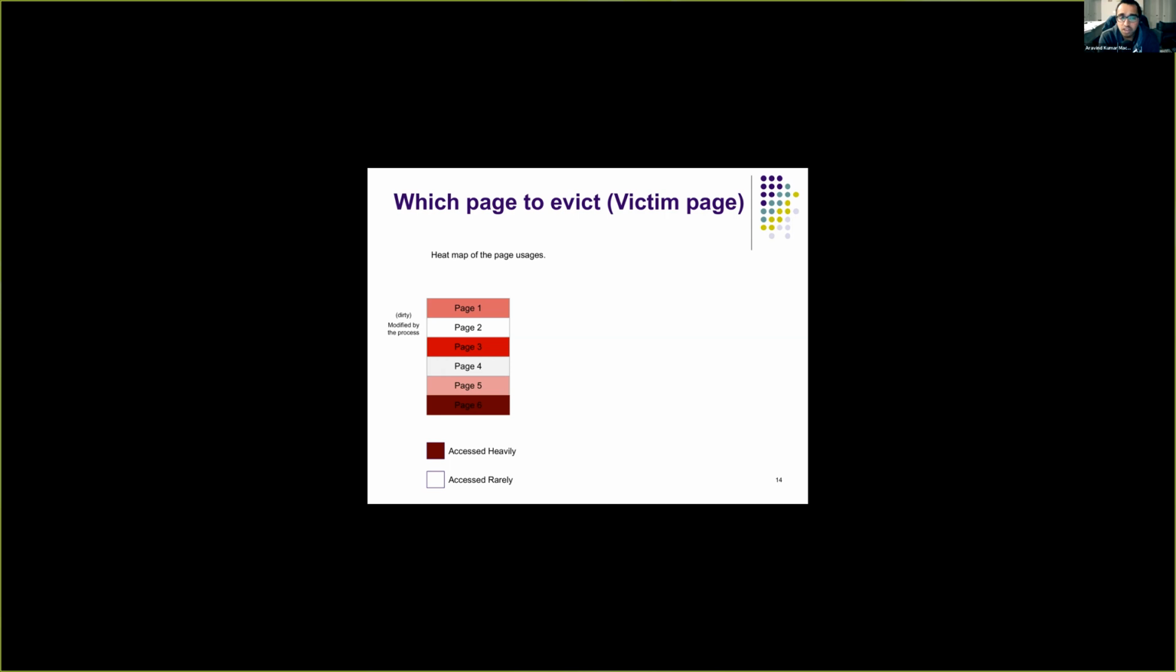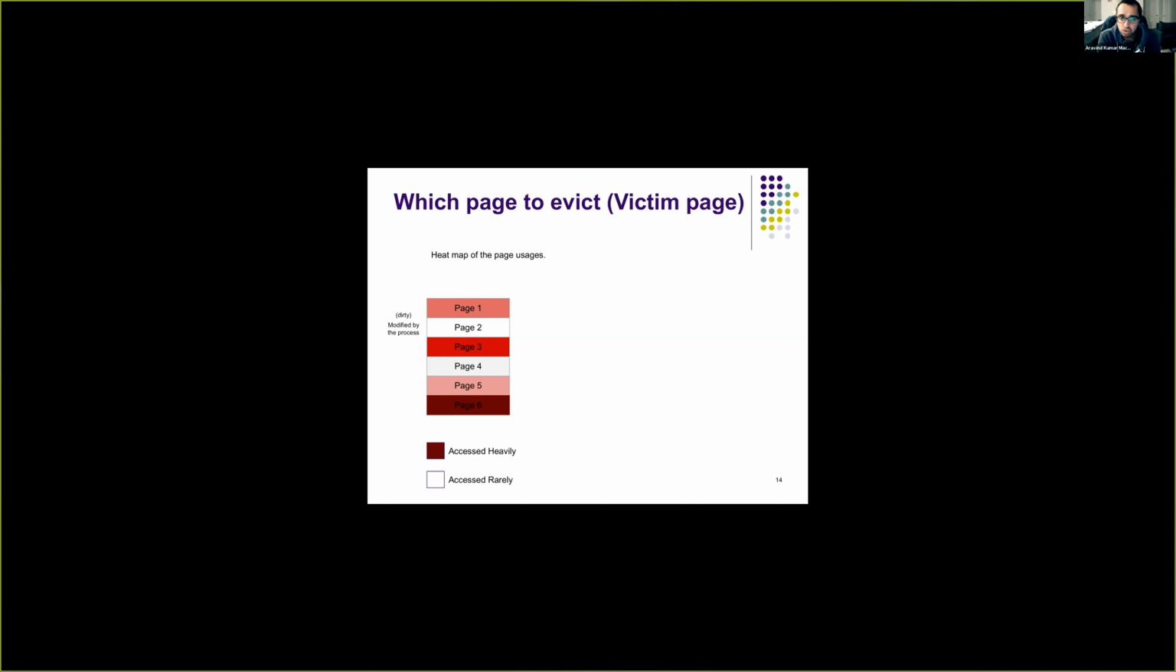So there are two obvious choices, right? Either page 2 or page 4. Note that page 2 is actually modified by the process. That means the process has written something into page 2. Okay. And for page 4, the process has just read page 4 and there were no modifications to page 4. So what happens if, let's say, we select page 2 as the victim page?